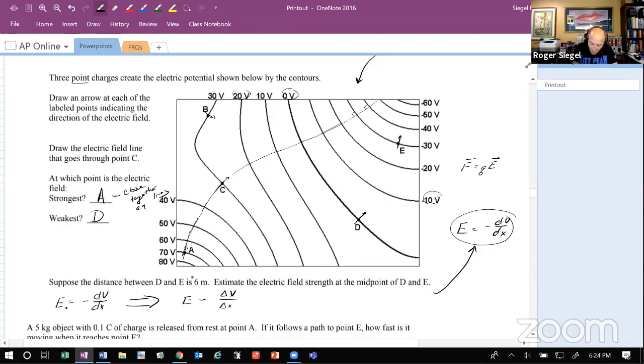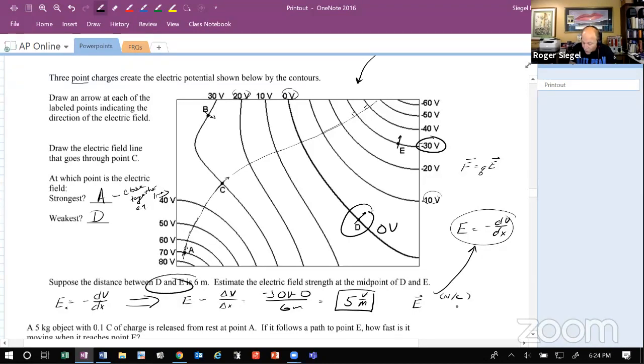So we see from point D to point E, look at this, we're going from 0 volts to point E at negative 30 volts. So that means we have negative 30 minus 0, and the change in distance here is 6 meters. And so that is, by the way, volts. And so what we get is 5 volts per meter. And remember that the electric field has 2 different units. One unit for the electric field is newtons per coulomb. The other one is volts per meter.